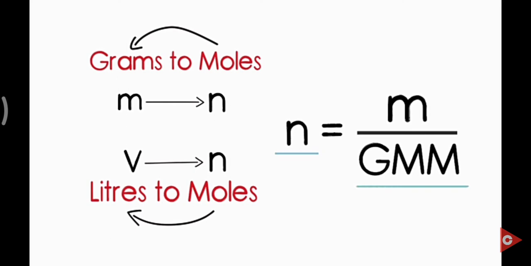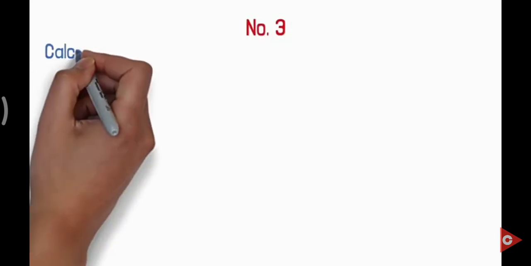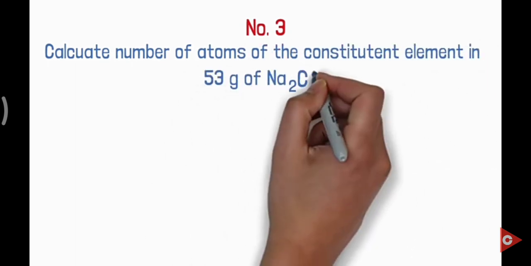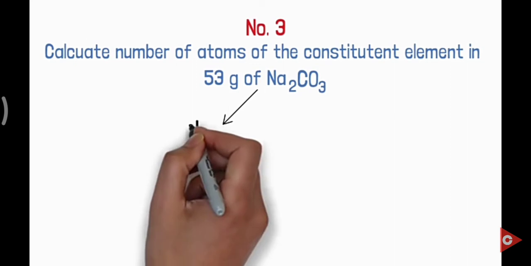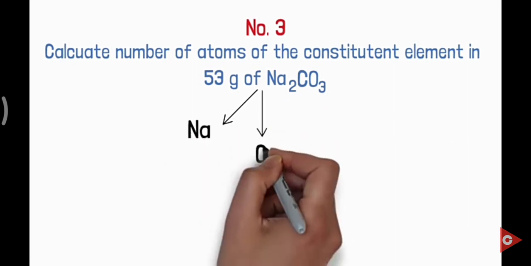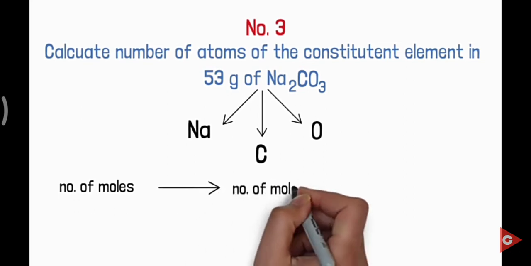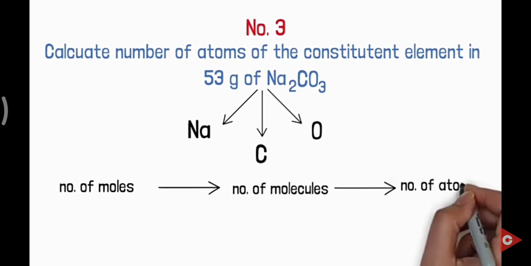सो इनकी वैल्यू डालने के बाद यू कैन कैलकुलेट मास ऑफ द सब्सटेंस. नाउ नेक्स्ट क्वेश्चन. कैलकुलेट नंबर ऑफ एटम्स ऑफ द कॉन्स्टिट्यूएंट एलिमेंट इन 53 ग्राम ऑफ Na2CO3. इस क्वेश्चन में हमें यह पता लगाना है कि 53 ग्राम Na2CO3 में सोडियम एटम, कार्बन एटम और ऑक्सीजन एटम कितने हैं. तो इस क्वेश्चन में हम नंबर ऑफ मोल्स निकालेंगे, नंबर ऑफ मोल्स से नंबर ऑफ Na2CO3 मॉलिक्यूल निकालेंगे और नंबर ऑफ Na2CO3 मॉलिक्यूल से नंबर ऑफ एटम्स.